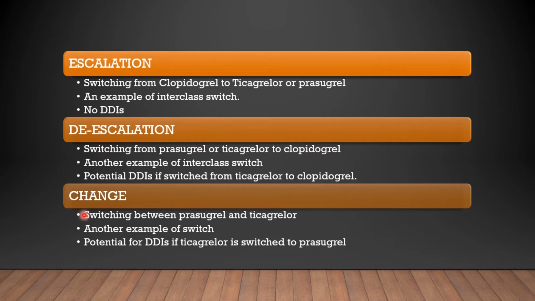And change is referred to as switching between prasugrel and ticagrelor. It's another example of switch, and it has potential for drug-drug interaction, particularly if ticagrelor is switched to prasugrel. So always keep in mind that switching from a less potent to a more potent drug will not result in drug-drug interactions, and switching from a more potent agent to a less potent agent, for example from prasugrel or ticagrelor to clopidogrel, or from prasugrel to ticagrelor, may result in potential drug-drug interactions.